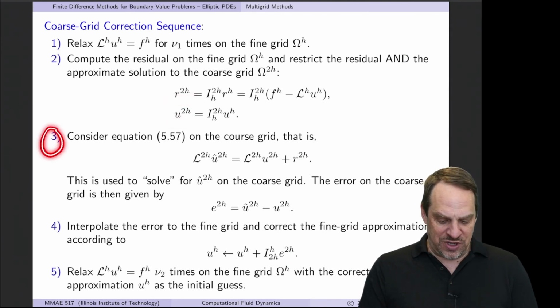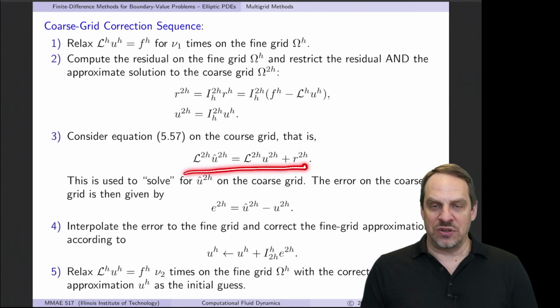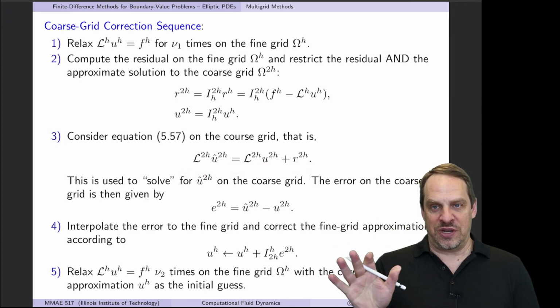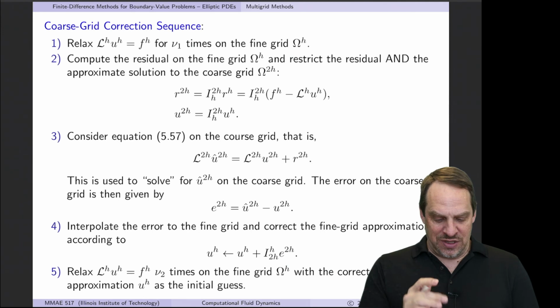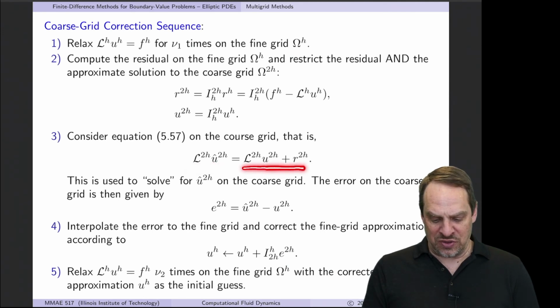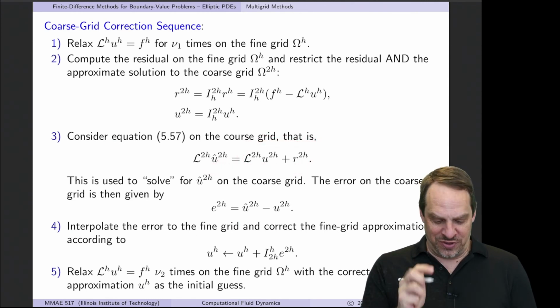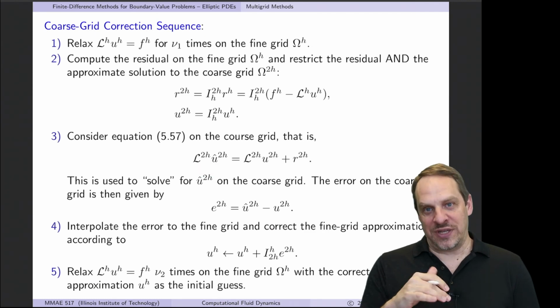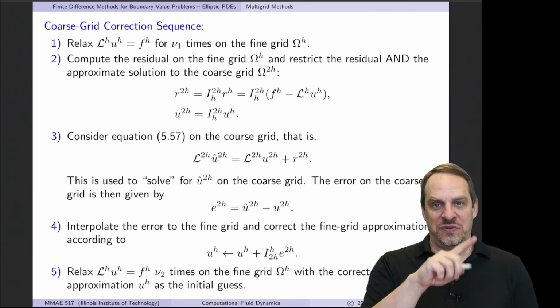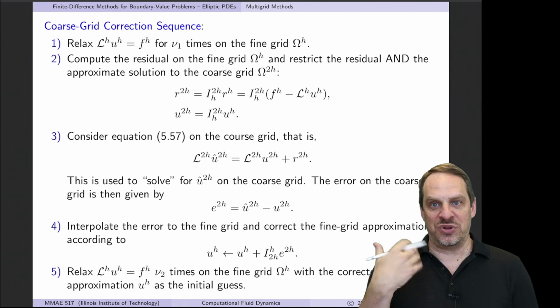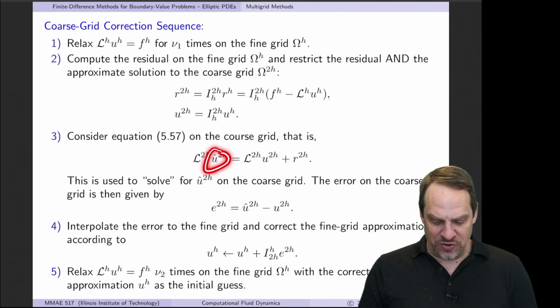Then in step 3, we consider this equation. Again, before, that was the error equation in the linear case. Now it's this equation, LU hat is equal to LU plus R. So I know everything on the right-hand side in step 3, and so I can solve this, quote unquote, for U hat. We don't actually get the exact solution because we're going to recursively do more coarse grid corrections, but we're pretending as if we're solving for U hat.